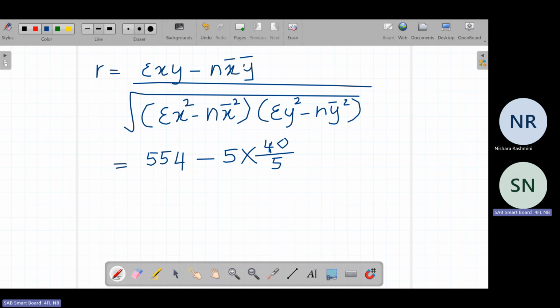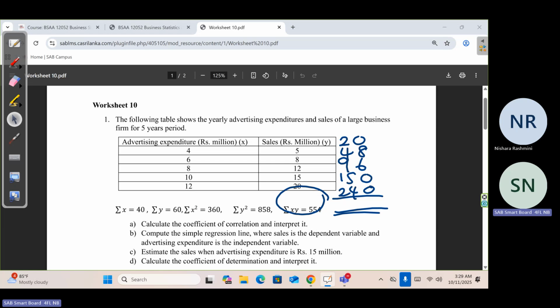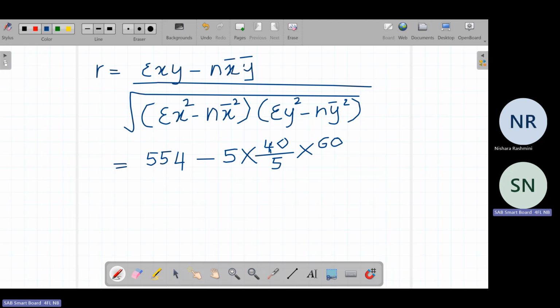Yes. Then here in the exam paper also I will give the summary values. Sigma x, sigma y, sigma xy, I will give all the values. Then next one is y bar. What is the y bar? Mean value of the y. Then here, what's the sigma y value? 60. Then here you can write 60 divided by 5.